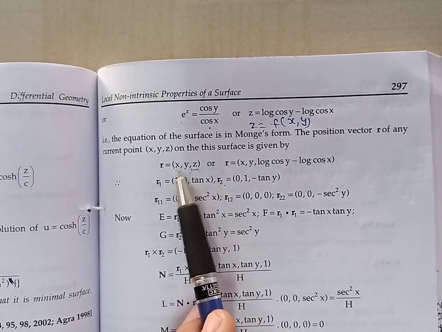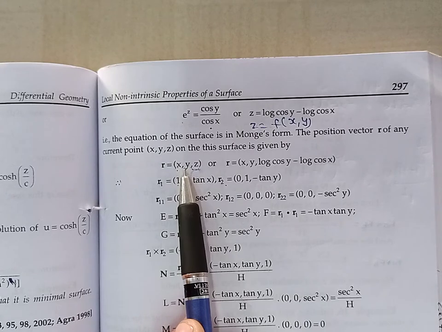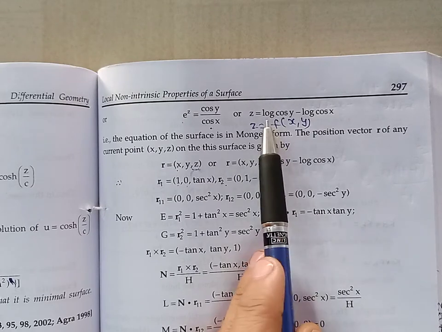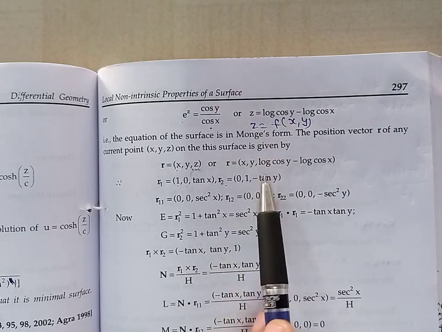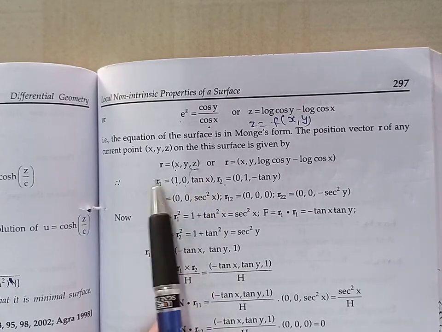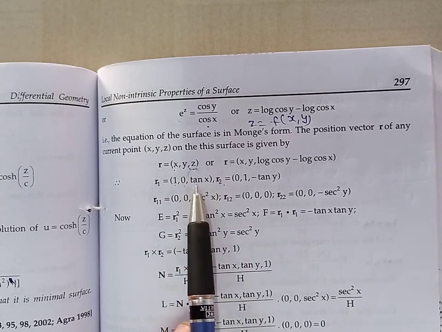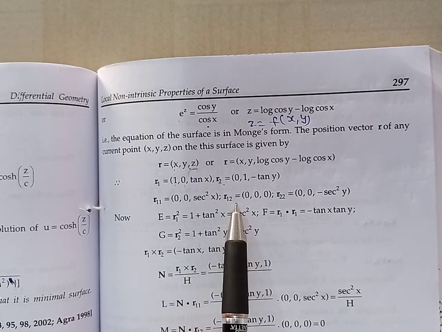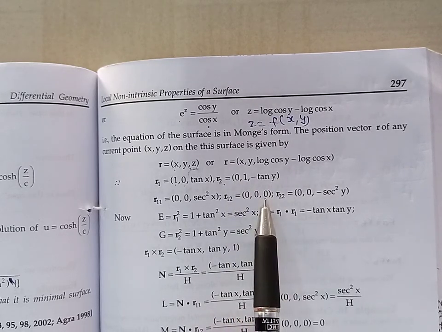Now R2 means its partial derivative with respect to y. Derivative of x will be 0, derivative of y will be 1, and derivative of z with respect to y from here will be the derivative of log cos y. So that will be 1 by cos y into the derivative of cos y, so that will become minus tangent y. Now let us differentiate this vector partially with respect to x. Derivative of 1 will be 0, this is 0, and the derivative of tangent x will be secant square x. Now let us find R12, its partial derivative with respect to x, that will be 0, 0, 0. These are the components of this vector.